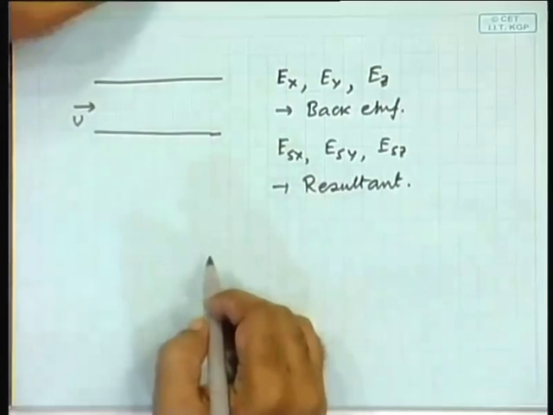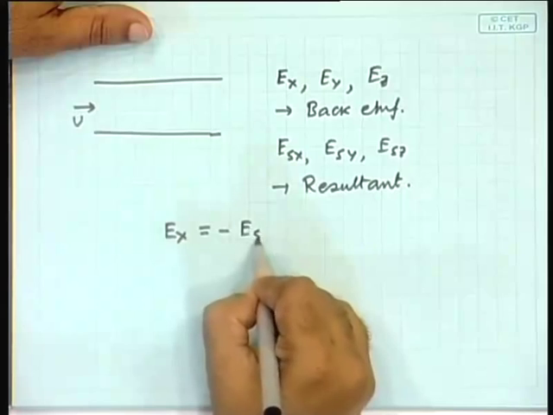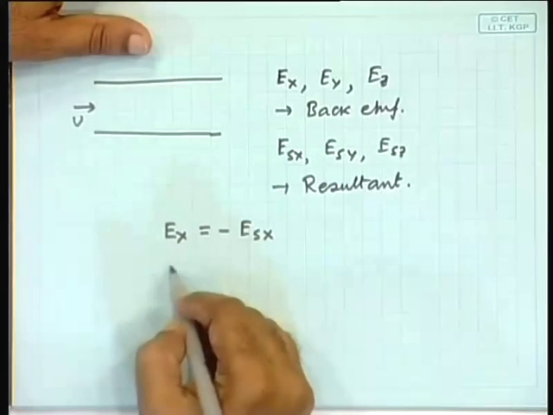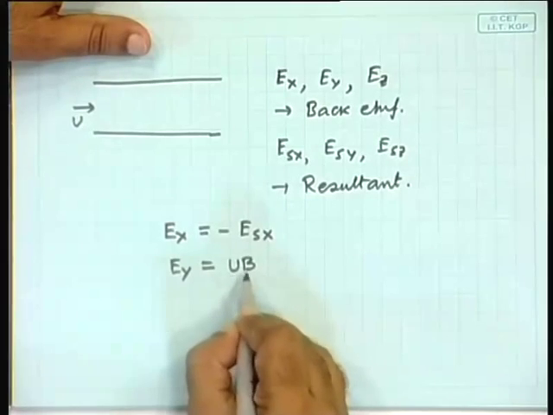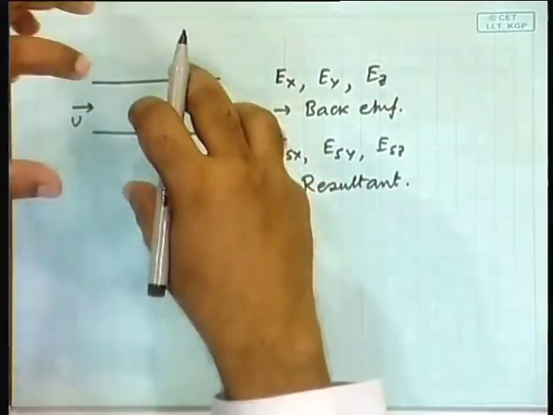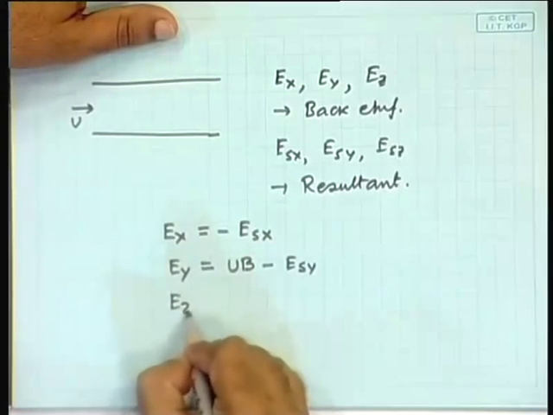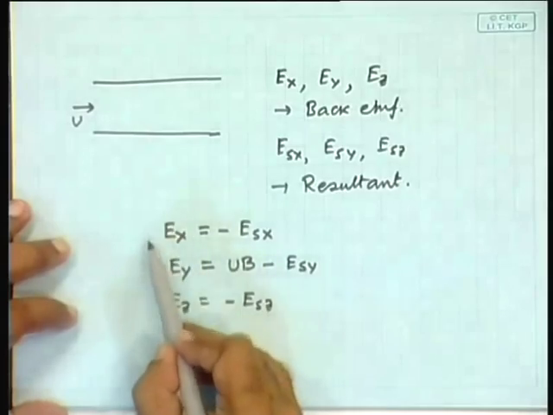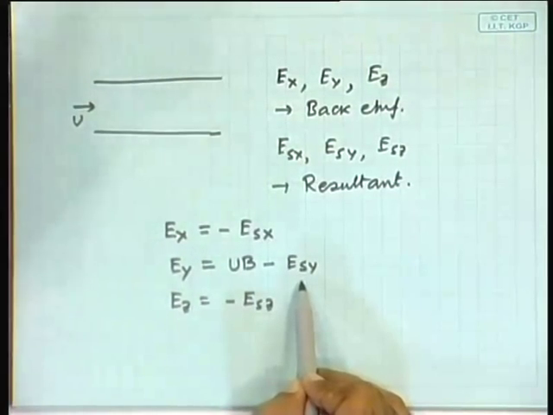So, we can write the equations as Ex in the x direction is equal to minus E_Sx, because there is no induced voltage in this x direction. Ey is equal to UB, where U is the velocity of the plasma times the magnetic field, this is the voltage induced, minus E_Sy, and Ez is equal to minus E_Sz. So, these are the back EMFs which are expressed in terms of the generated voltage minus the resultant voltage that we actually see, that is E_Sy. So, all these voltages will be related like this.